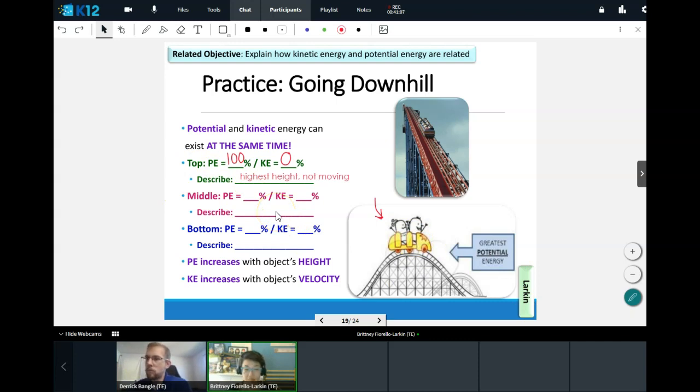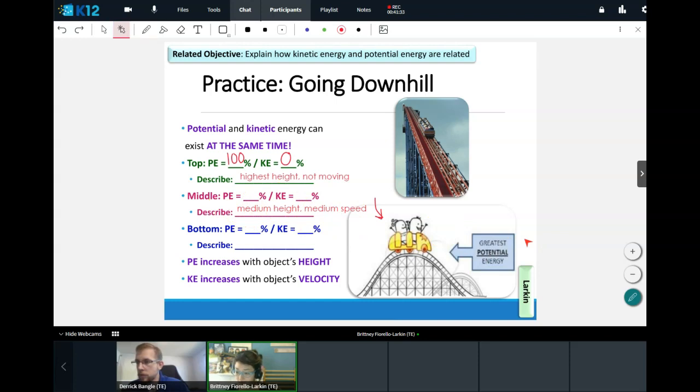Great, excellent. Now, once we get to the middle of our roller coaster, we are at a medium height, and we're also at a medium speed. So tell me, what types of energy do I have here? If I still have some height, and now I also have some speed, is it only potential energy, only kinetic, or both?